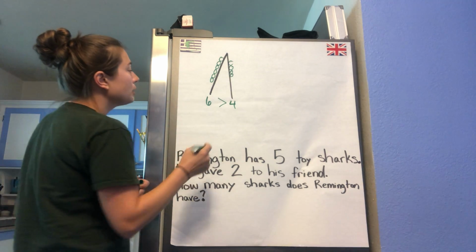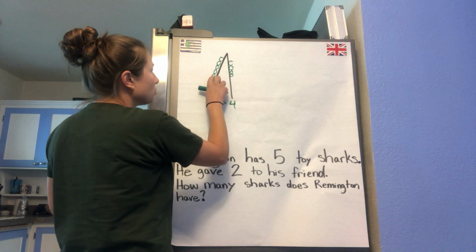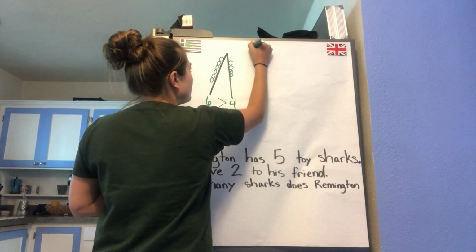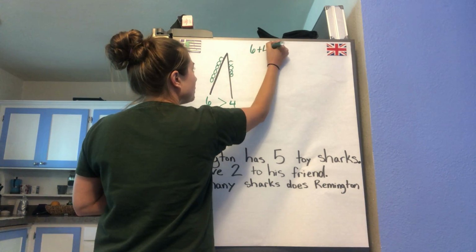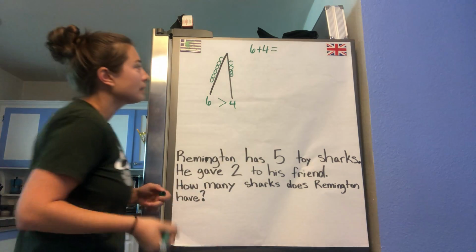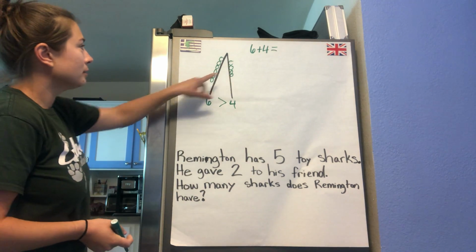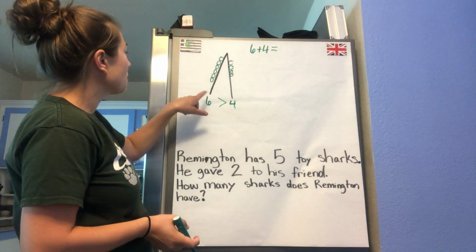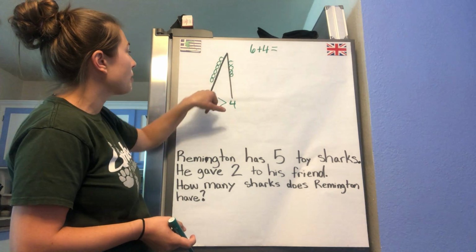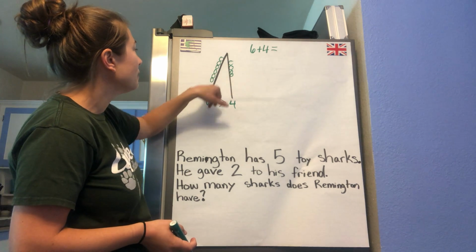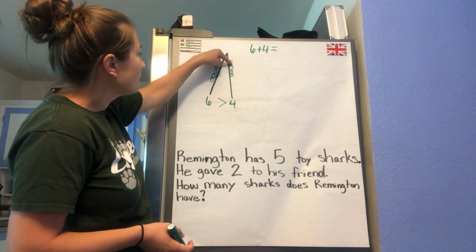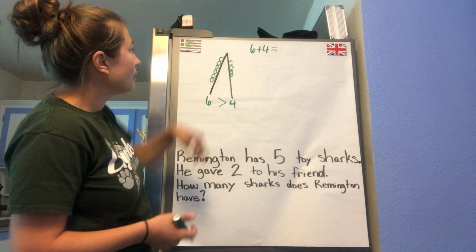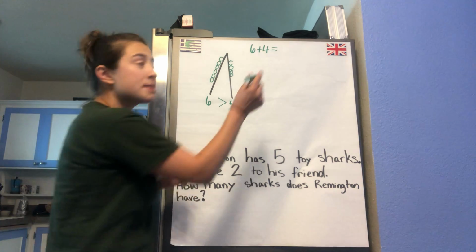Alrighty. Addition. 6 plus 4. I'm going to use my math mountain to figure out my addition. So we've used count on, but I'm going to remember how to use my math mountain. So I have 6 on this side. 6, 7, 8, 9, 10. 6 plus 4 is the same as 10.